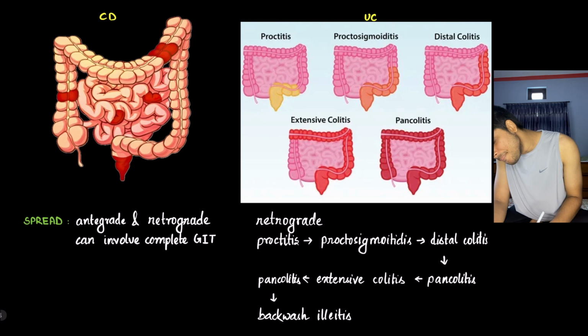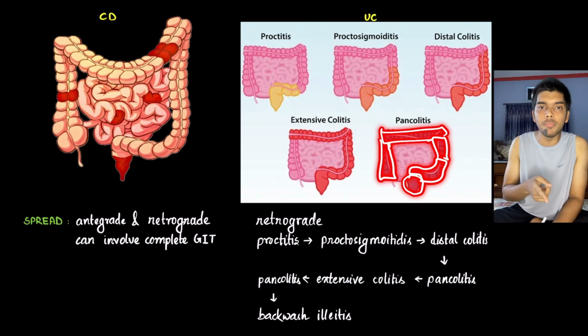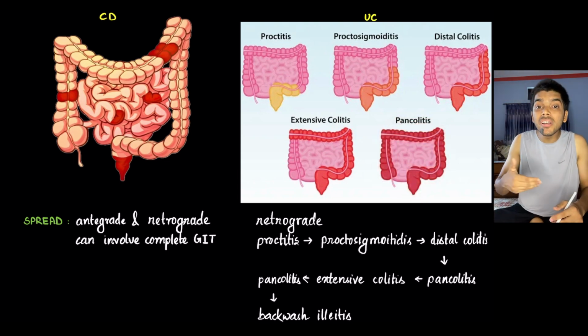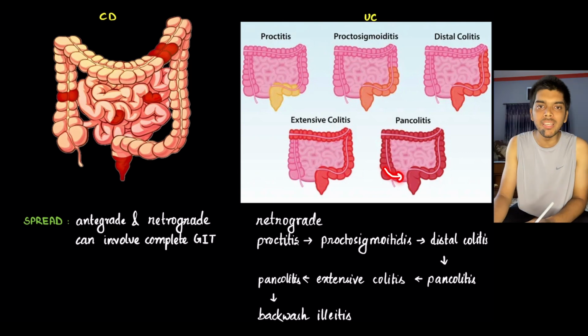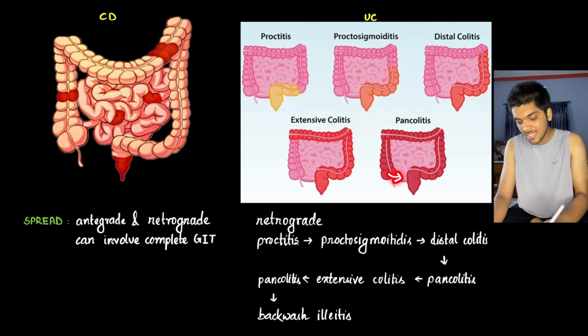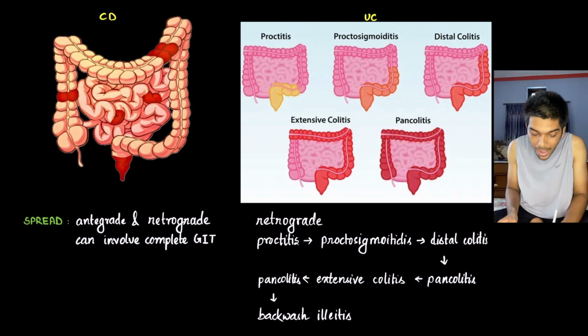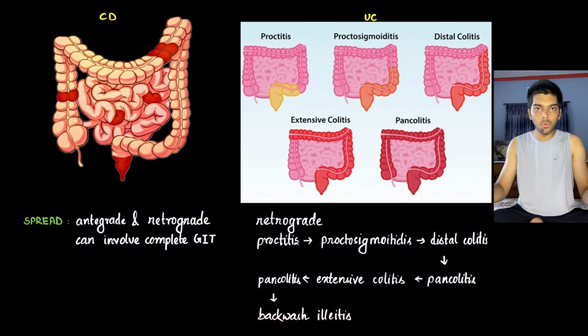If it involves the complete large intestine, rectum, sigmoid colon, descending colon, transverse colon, as well as ascending colon, there is complete colonic involvement. So pancolitis. Sometimes pancolitis can worsen and enter into the terminal part of the ileum. Since the spread takes place backward and this backward spread enters into the terminal ileum, this is called backwash ileitis. Backwash ileitis.